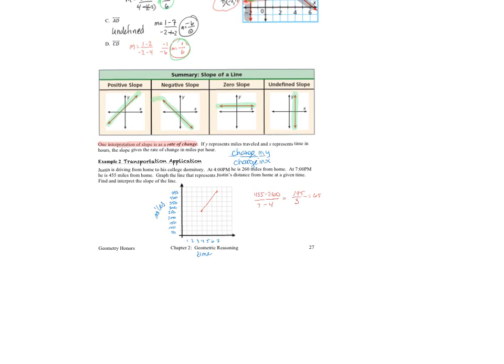Well, what does that mean exactly? Since up top in the numerator we had miles, and down below we have number of hours, what this represents is that for every 1 hour we've gone 65 miles. I can actually just take the wording from the x and y axis, so it's 65 miles, change in y, over change in x, which is hours, 65 miles per hour.